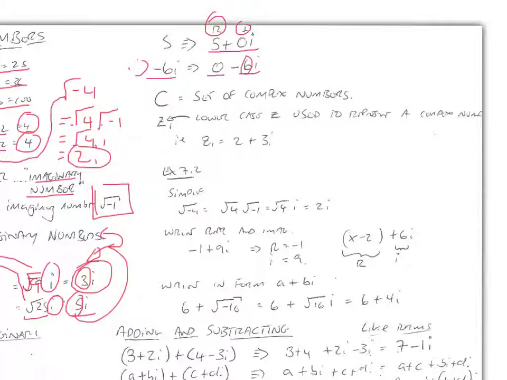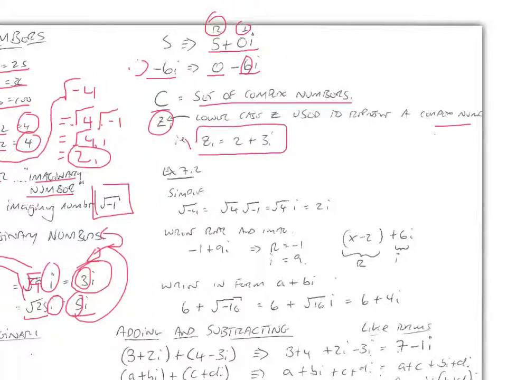Okay, and we use capital C to notate the set of complex numbers, and we generally use a lowercase z to represent a complex number, i.e. z subscript 1 or z1 is the complex number 2 plus 3i if we were doing an example.